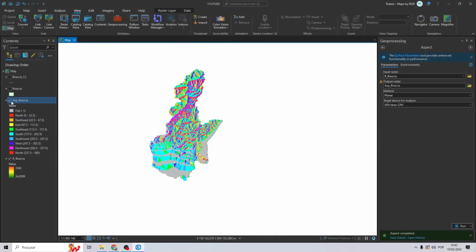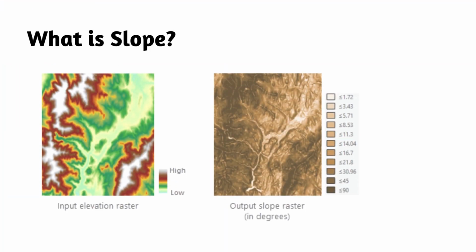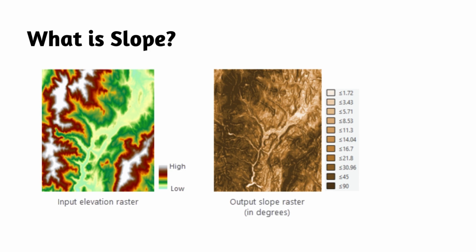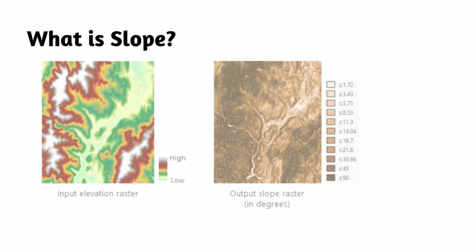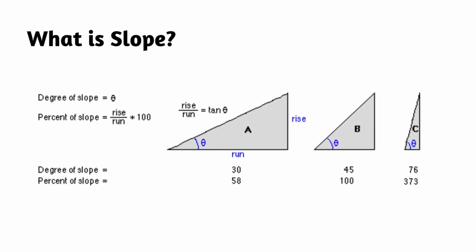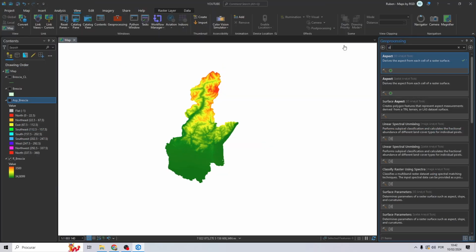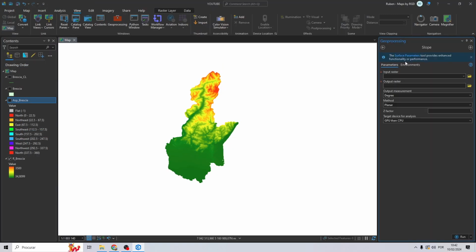Now let's move to the next step, that is creating a slope. Slope refers to the steepness or inclination of the terrain surface at a specific location. It's typically measured as the rate of change in elevation over a horizontal distance. Slope values are expressed as percentage or degree, indicating the angle of inclination relative to the horizontal plane. To generate a slope map, you just search for slope, then drag and drop the DEM as the input.